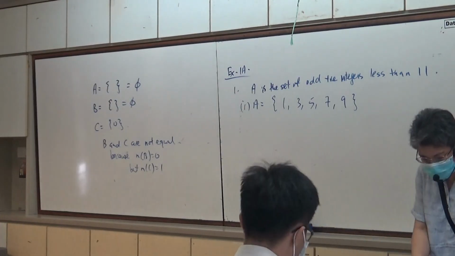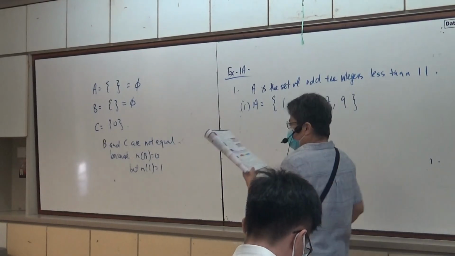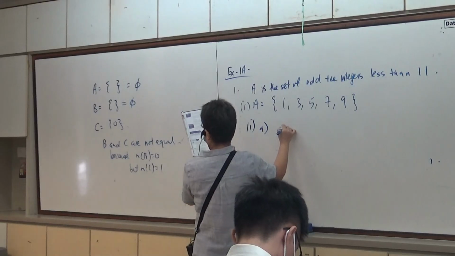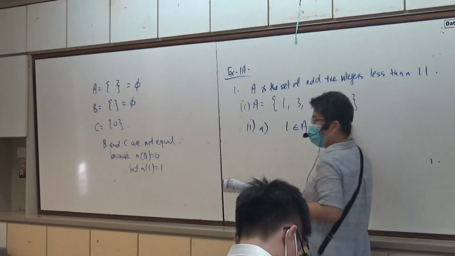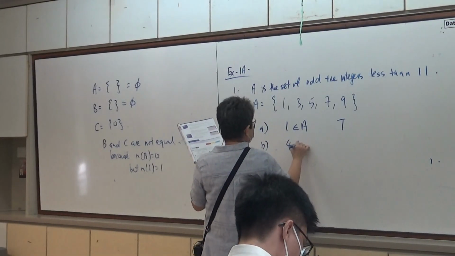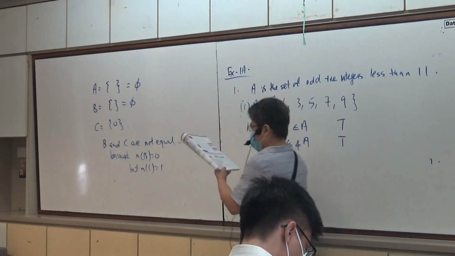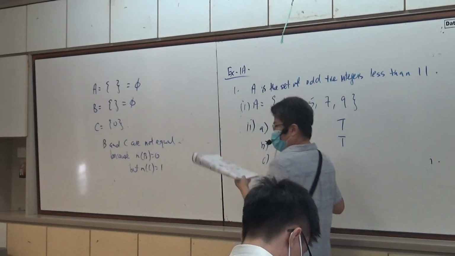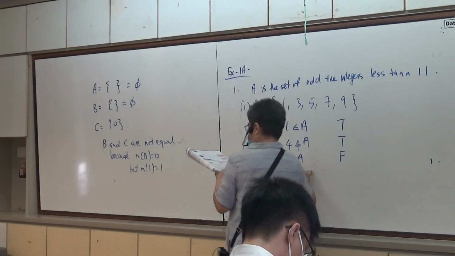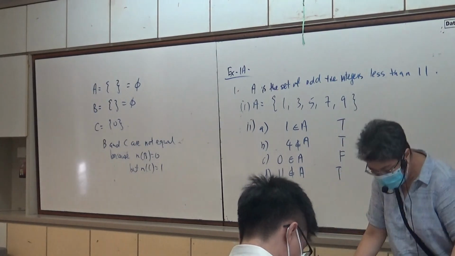Okay. Now, the question asks, it's a very simple question. State whether each of the statements is true or false. A. 1 is an element of A. Is this true? Yes, so true. Part B. 4 is not an element of A. Is this true? True. Okay. Part C. 0 is an element of A. False. Part D. 11 is not an element of A. True, right? It's not an element of A, right? So it's true, true, false, true.